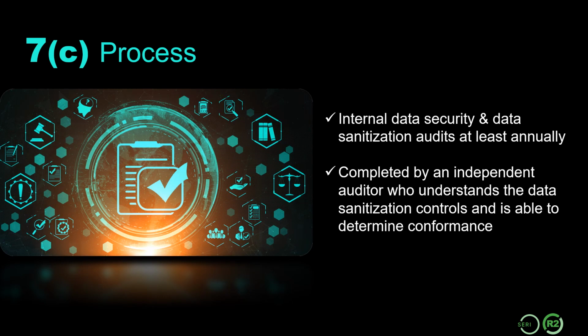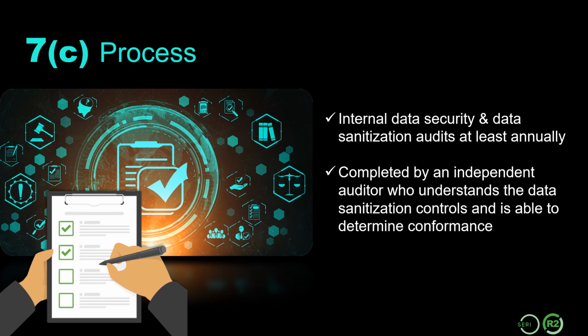Finally, the R2 facility must conduct internal data security and data sanitization audits at least annually. These audits must validate that the security controls and data sanitization operational controls have been effectively maintained. Process validation activities may include verification of training records, equipment preventive maintenance records, quality control activities and records, sampling records, verification of software controls, access controls, or authorization records. These audits must be completed by an independent auditor who understands the data sanitization controls and is able to determine conformance.